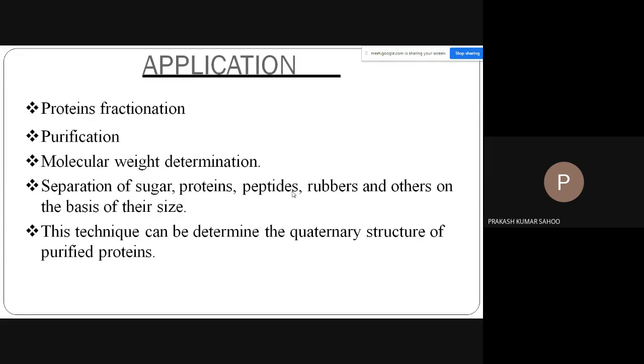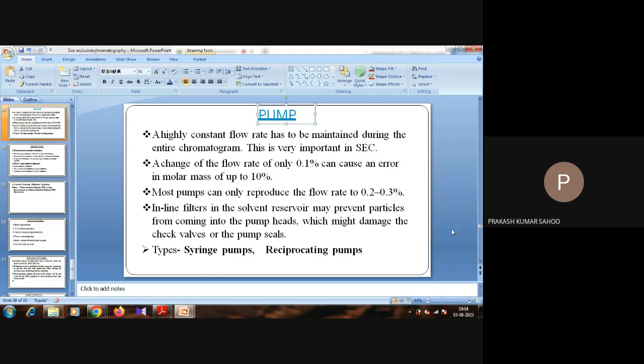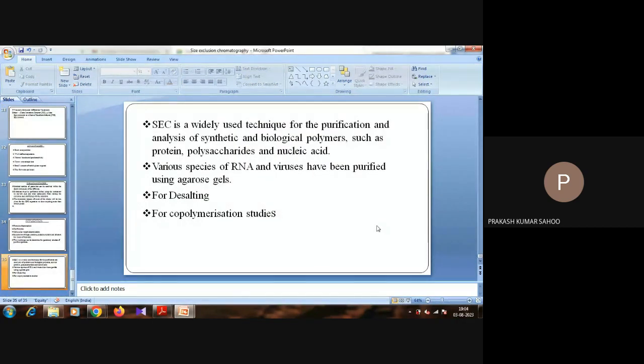These are the applications: protein fractionation, purification, molecular weight determination, separation of sugar, protein, peptide, rubber, and others on the basis of their sizes. The technique can determine the quaternary structure of the purified protein. This is also a widely used technique for the purification and analysis of synthetic and biological polymers such as proteins, polysaccharides, and nucleic acids. Various species of RNA and viruses have been purified using agarose gel. This is also used for desalting and for copolymerization studies. So this will be the end of our PPT for size exclusion chromatography.